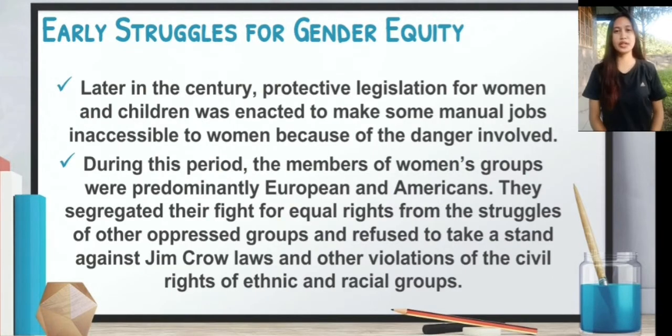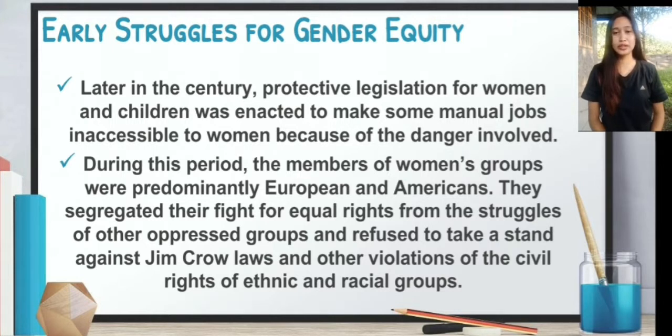Later in the century, protective legislation for women and children was enacted to make some manual jobs inaccessible to women because of the danger involved. The act also regulated the number of hours women could work and the times they could work, similar to today's child labor restrictions. However, such legislation did little to advance women's rights.